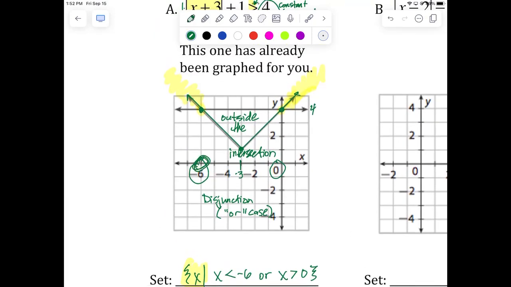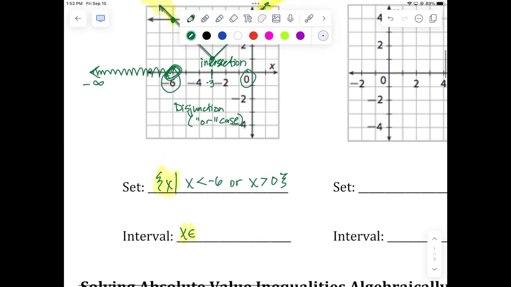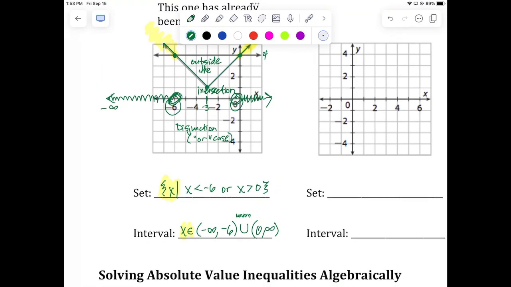Here's if you want to shade it on the number line, it would look like this. How far to the left do we go? Where do we start for our interval? We come in from where? Negative infinity up to negative 6. And then instead of the word or, we put the union symbol, right? We use the union symbol. And then where do we pick up at? We pick up at 0 with an open circle. And then it's everywhere to the right. So 0 to infinity. Those two mean the exact same thing.